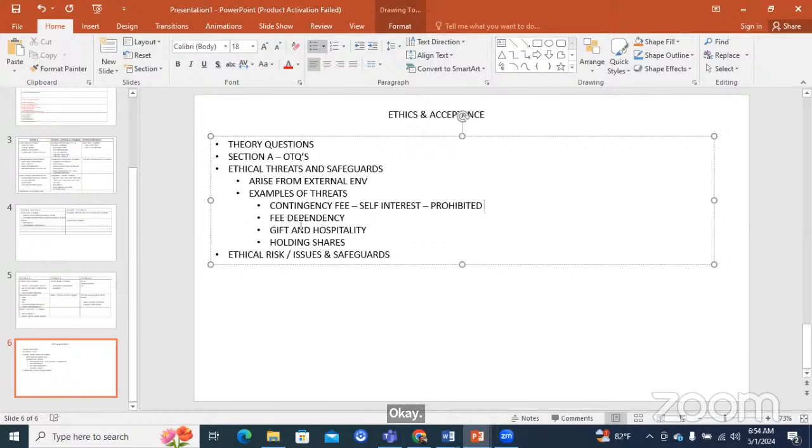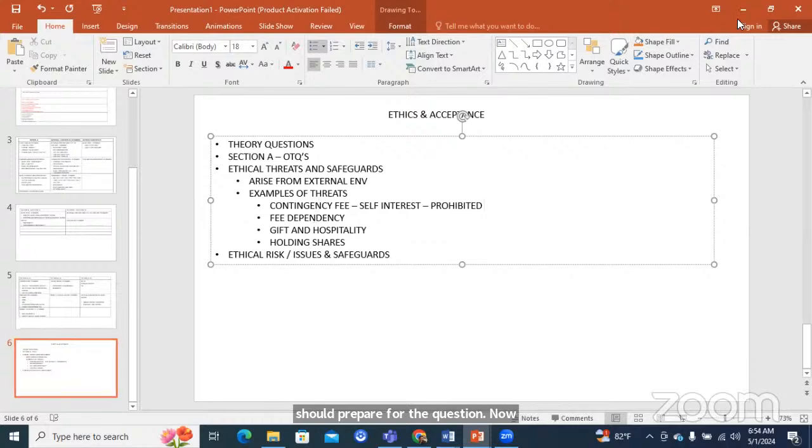One side, let's say contingency fee. What is the threat? And what is the safeguard? Three columns. That's all. That is what you should do. This is how you should prepare for threats questions.